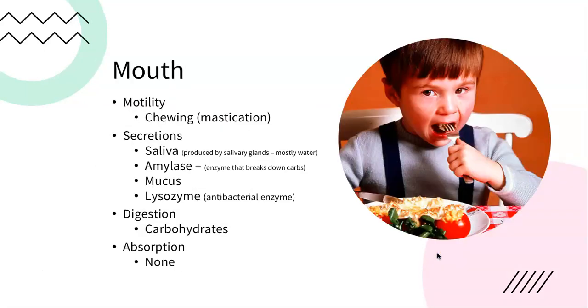So let's start in the mouth. You put a bite of food into your mouth and you start to chew it. That's also called mastication. What does your mouth secrete? Well, there's saliva, which is produced by salivary glands, and saliva is 99.5% water. It's mostly water, but there are a few enzymes in it. Amylase is an enzyme that breaks down carbohydrates. There's obviously mucus in your mouth, and there's also lysozyme, which is another enzyme, but it's actually not for digestion of food. It's an antibacterial enzyme that protects you from getting sick if there's any bacteria in your mouth.